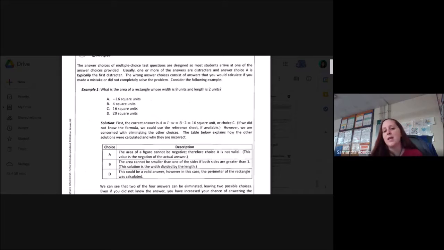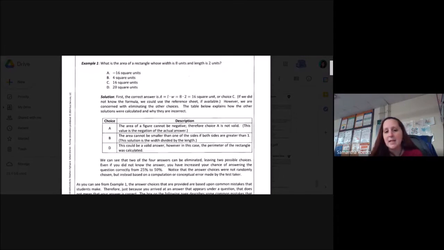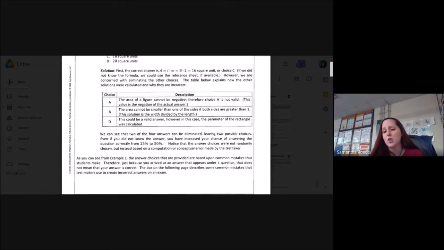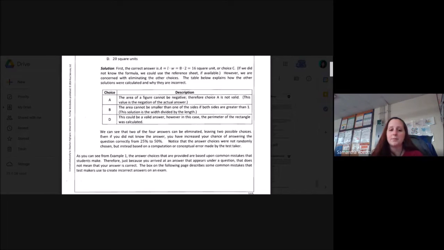For A, the area of a figure cannot be negative, therefore choice A is not valid. B, the area cannot be smaller than one of the sides and both sides are greater than one. And D, this could be a valid answer, however in this case, the perimeter of the rectangle was calculated. We can see that two of the four answers can be eliminated, leaving two possible choices. Even if you did not know the answer, you have increased your chance of answering the question correctly from 25% to 50%. Notice that the answer choices were not randomly chosen, but instead based on a computation or conceptual error made by the test taker.